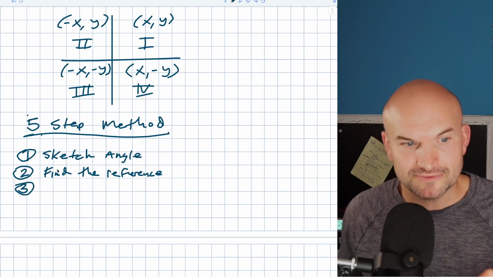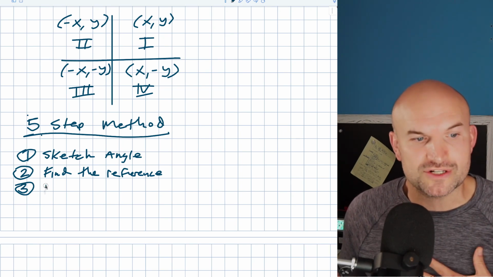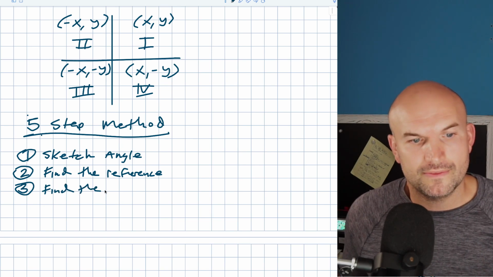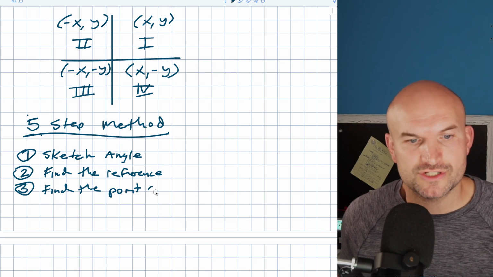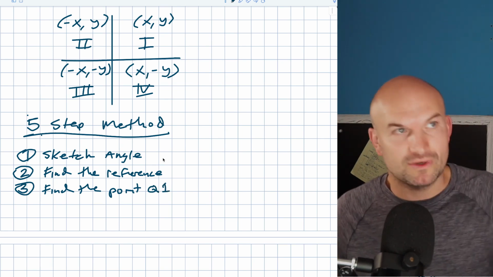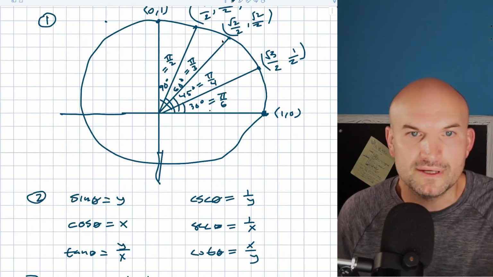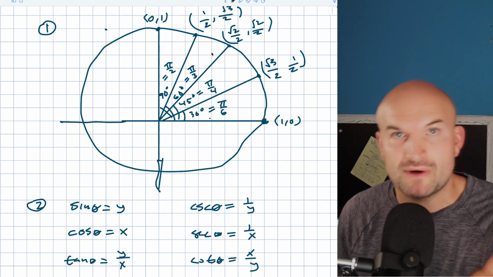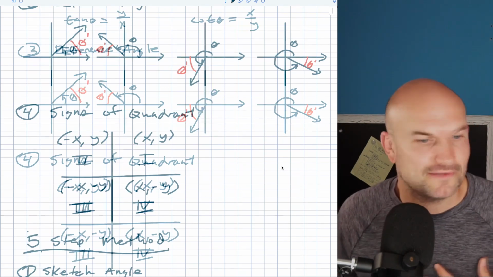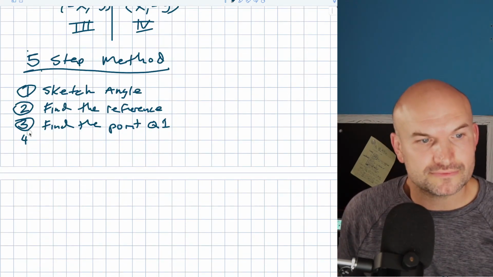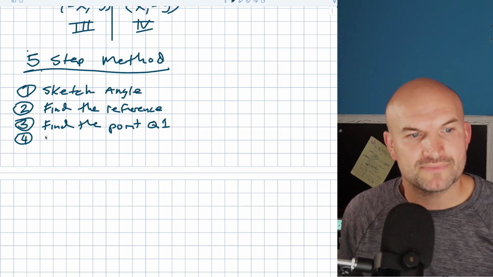So once you find the reference angle, the next thing you want to do is find the point in the first quadrant, in Q1, right? So again, let's say the reference angle is pi over 3. Well, if the reference angle is pi over 3, then boom, here's my point: 1/2 comma square root of 3 over 2. If the reference angle is pi over 6, my point is square root of 3 over 2 comma 1/2. Done. You got it there. All right. Then the next step is to find the quadrant and label the sign.